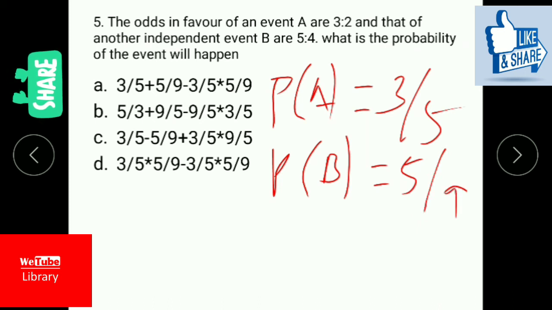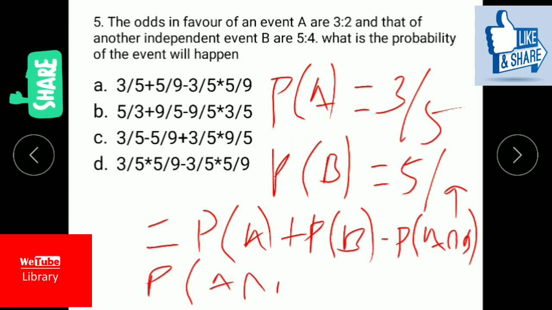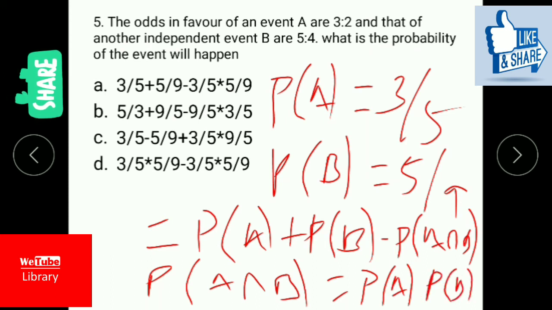To find at least one, first consider the probability of A, P of A, and next P of B, and we have to subtract the case where both happen, that is A intersection B. How we are going to find A intersection B is, A intersection B is nothing but the product of P of A into P of B. So if you substitute P of A is 3 by 5, P of B is 5 by 9, minus, the A intersection B formula is P of A into P of B. It's the formula. So the right answer is the one matching this.